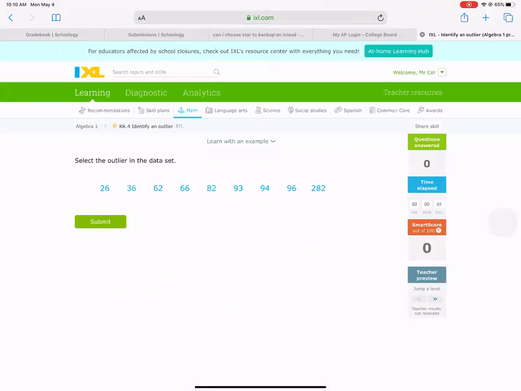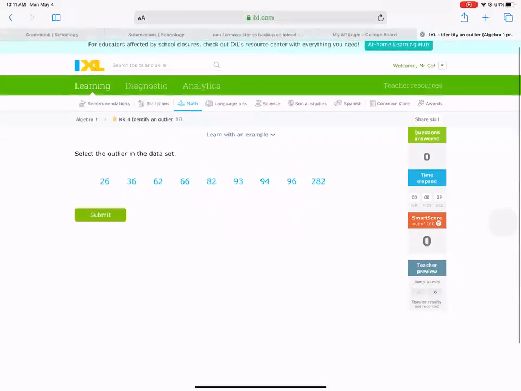Okay. Select the outlier in this data set. Now I see numbers. They are nicely written in order for us. 26, 36, 62, 66, 82, 93, 94, 96. These numbers, you might say, well, 26 and 96 are really far apart from each other. But look at the last one, 282. This is an outlier.